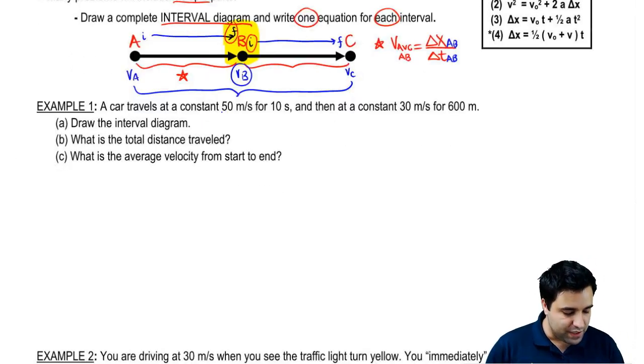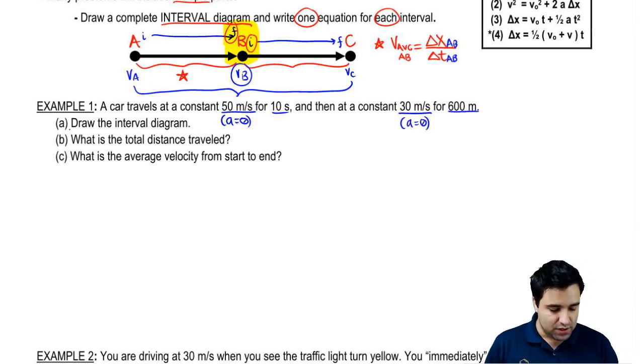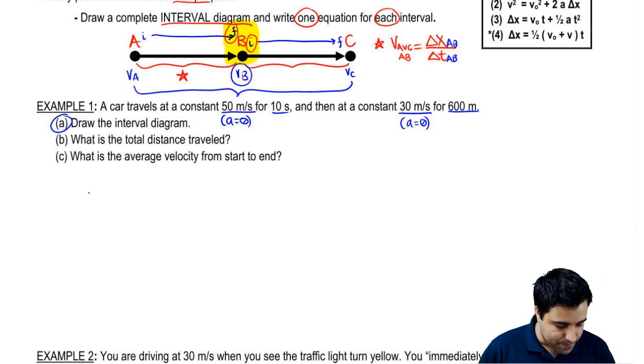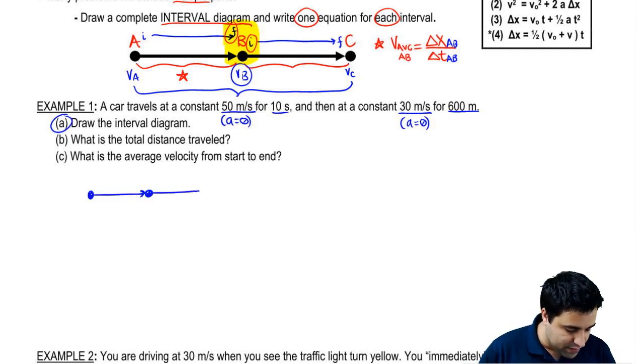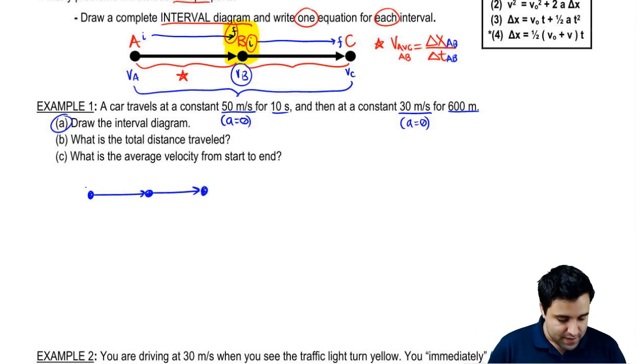A car travels with a constant 50, so constant velocity, acceleration 0, for 10 seconds, and then a constant 30, acceleration is 0, for 600 meters. Let's draw the complete interval diagram. I have two intervals, so I do this. Technically, there's the third larger interval there, A, B, and C.